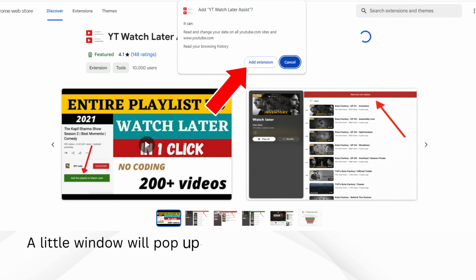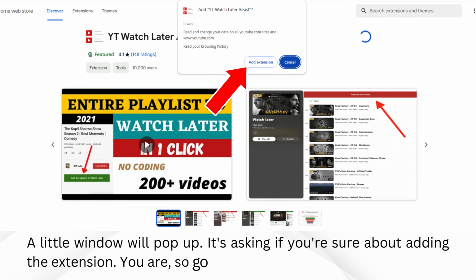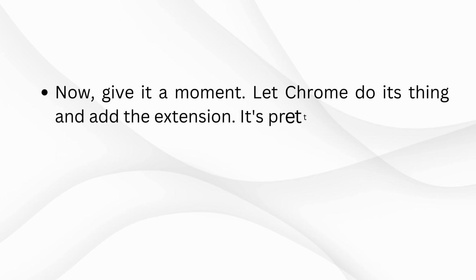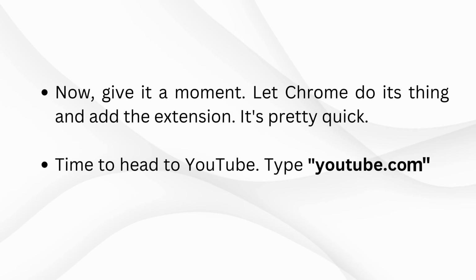A little window will pop up. It's asking if you're sure about adding the extension. You are, so go ahead and click Add Extension. Now, give it a moment. Let Chrome do its thing and add the extension. It's pretty quick. Time to head to YouTube.